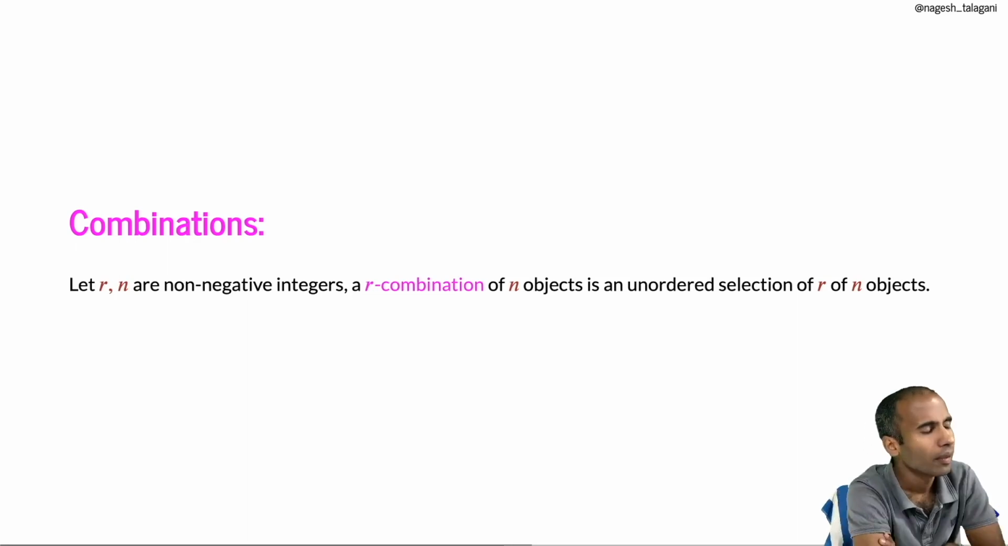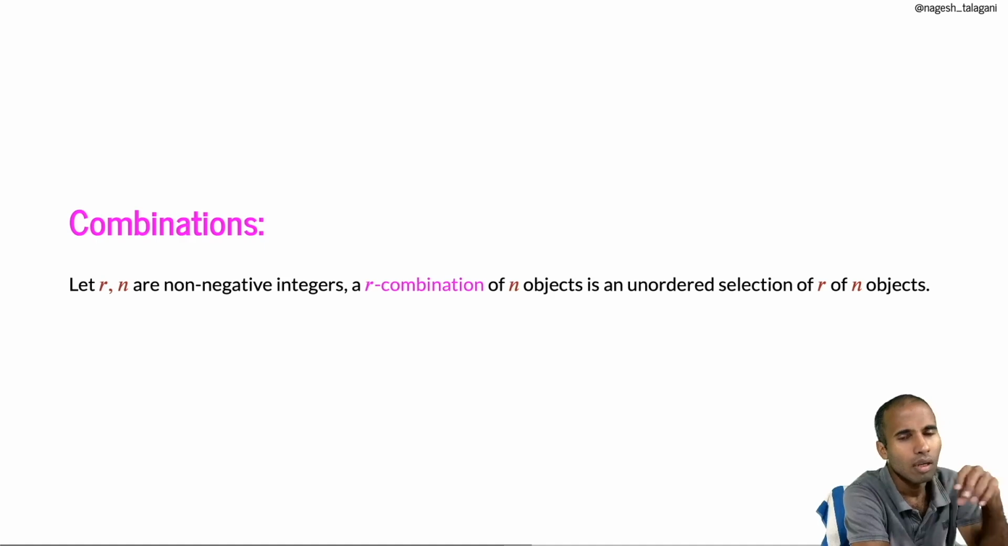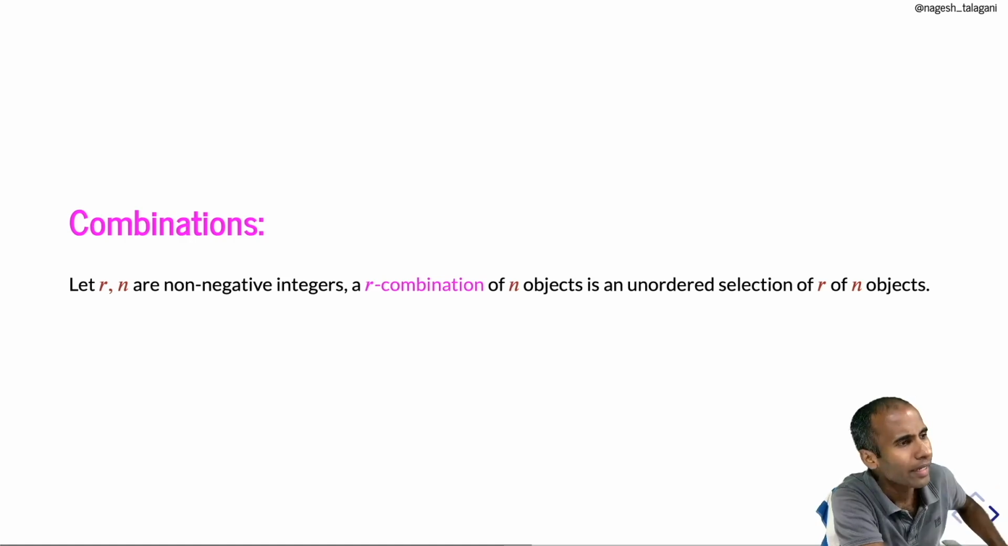Here is the definition. Let r and n be non-negative integers. An r-combination of n objects is an unordered selection of r of the n objects. We have n objects, and we want to pick r objects from them as a group without giving importance to order. That is called an r-combination. Let's look at an example.